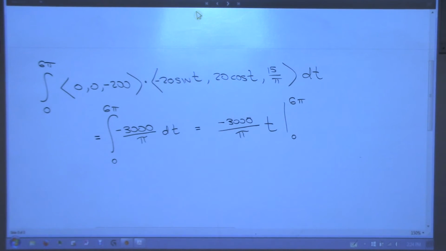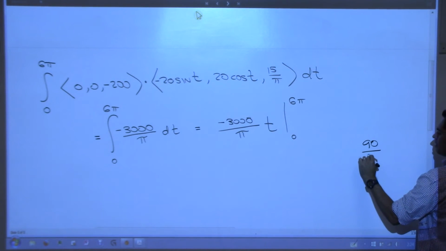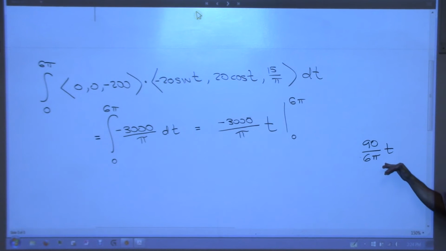Why is 6 pi the upper bound? Wasn't t from 0 to 6 pi? We said 15 over pi t. No, it was 90 over 6 pi t was the z component of the curve. Then the derivative of that was the z component of the derivative. But then the t restriction was from 0 to 6 pi. Yeah?